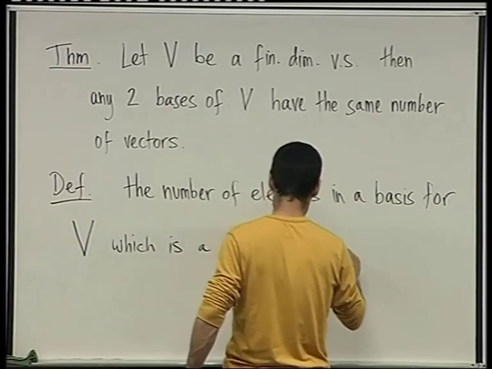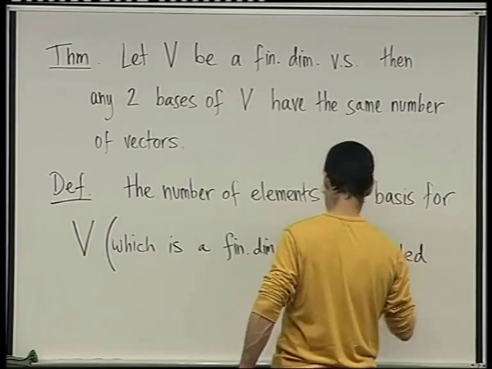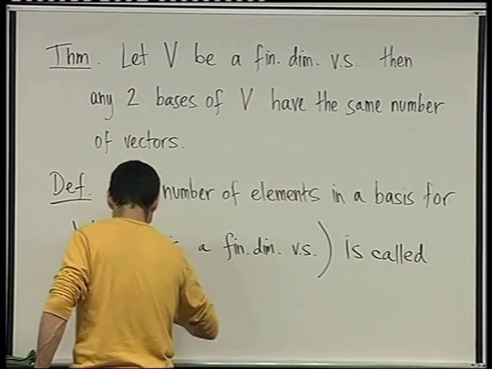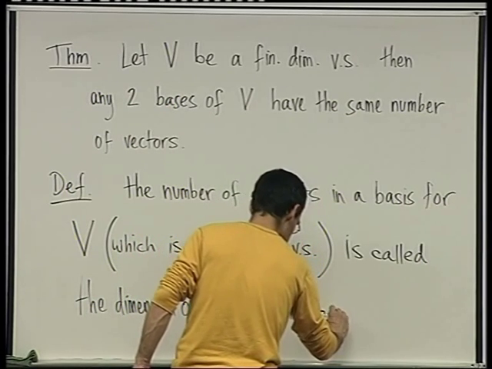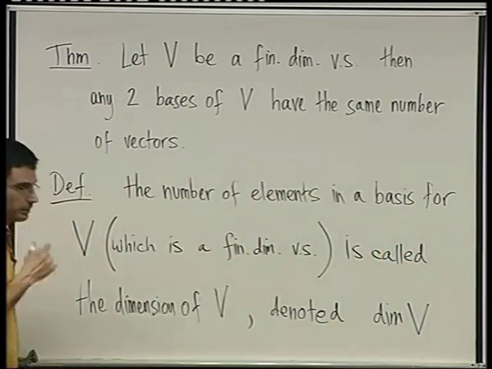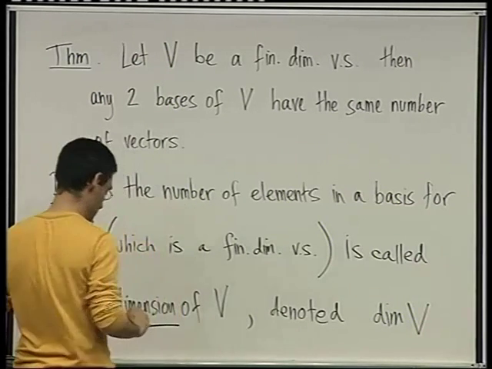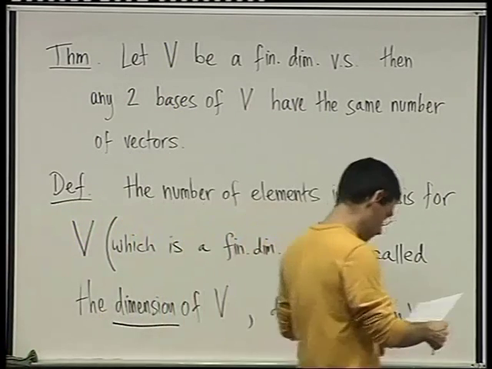So this number of elements is called the dimension of V, and denoted by dim V. Good? So what's the dimension of R3? 3. Okay, clear? So now we know what the dimension of a vector space is for finite dimensional ones. Let's do a bunch of examples.